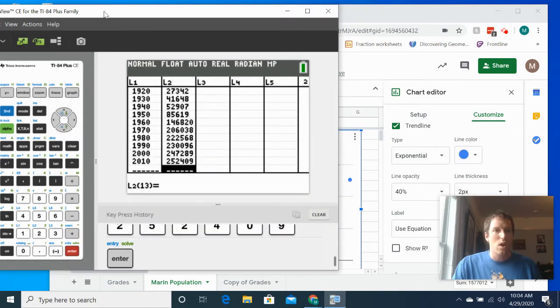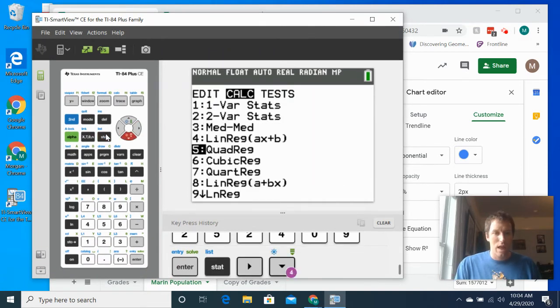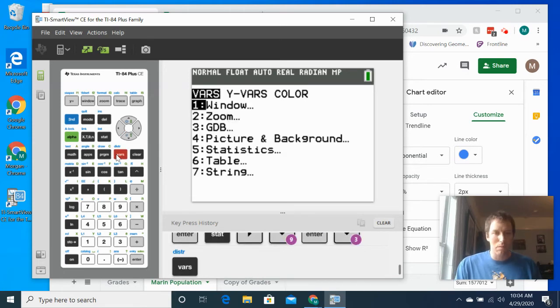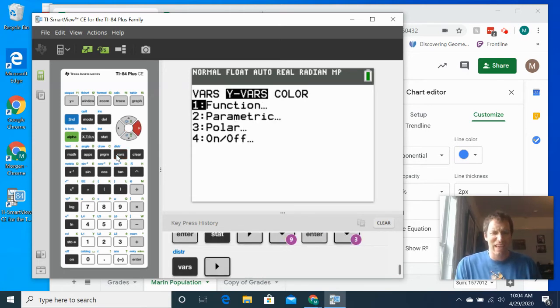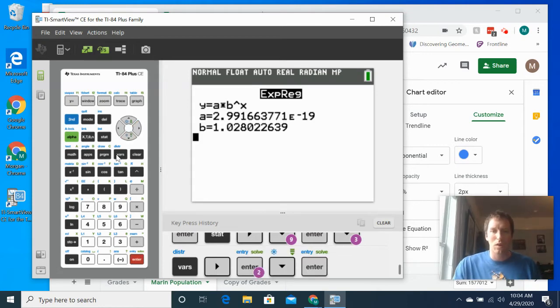So instead, we're going to go here to the emulator. We're going to go stat, calculate, exponential regression, L1 versus L2. If I want, I can store it to Y1, but it doesn't really matter because I'm not going to use the graph that my calculator gives me. Even the emulator's going to give me a pretty lousy graph that's not really worth putting on my project. Okay, here we go. So there's my A, my y-intercept, and there's my B, and if I subtract the 1, I've got my rate of growth right there, 2.8%. So there's the information, and there's the equation that I can include in the project.